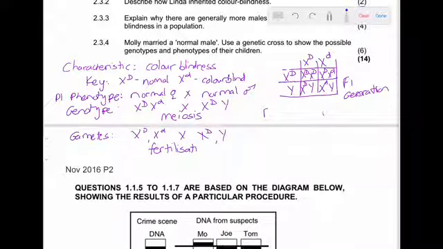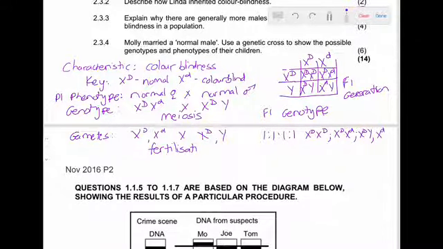Now we're going to look at the F1 genotype. And the F1 genotype is going to be 1 to 1 to 1 to 1. You're going to have your homozygous dominant female, your heterozygous female, your dominant male, and recessive male.